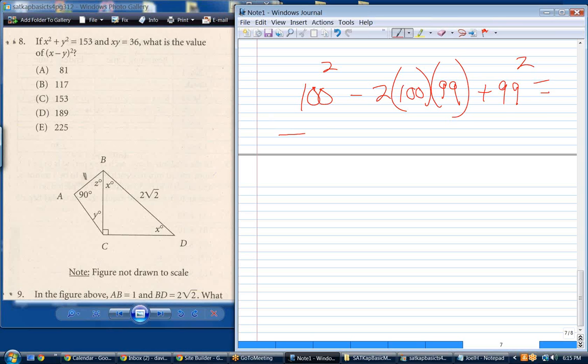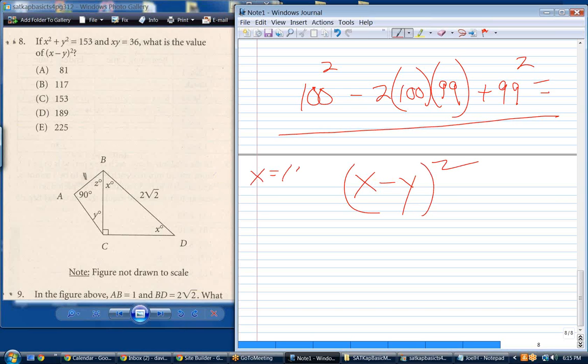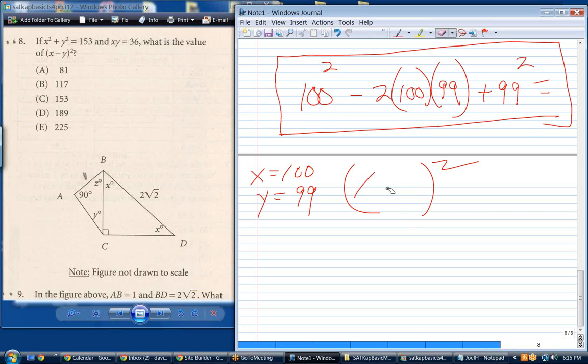If you're looking at this, that looks a lot like what? x squared minus 2xy plus y squared. Right. That whole thing is supposed to be equal to (x minus y) quantity squared, when x is equal to 100 and y is equal to 99. So if all of this is equal to what? It would be 100 minus 99 squared, which is 1.